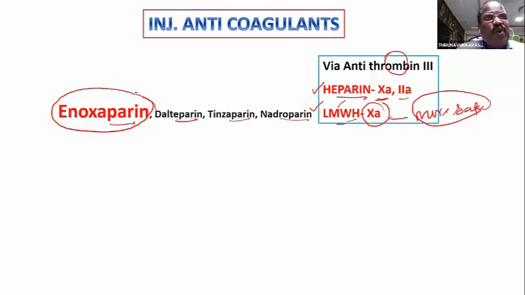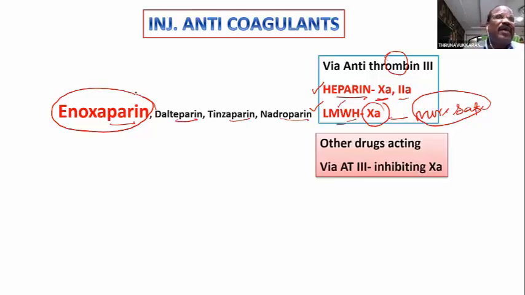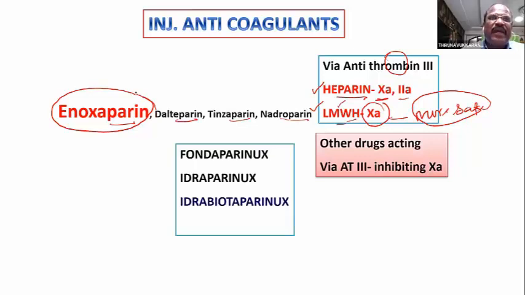Apart from this, we have one more group of injectable anticoagulants, which also act via antithrombin 3, inhibiting 10A. For example, we have fondaparinux, idraparinux, idrabiotaparinux. Some trials show fondaparinux also can be useful for the treatment of acute coronary syndrome patients. But a large number of clinical trials show enoxaparin is the best drug for the treatment of acute coronary syndrome compared to regular heparin. That's a clinical point.